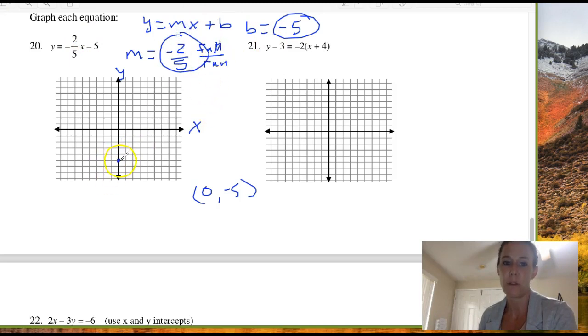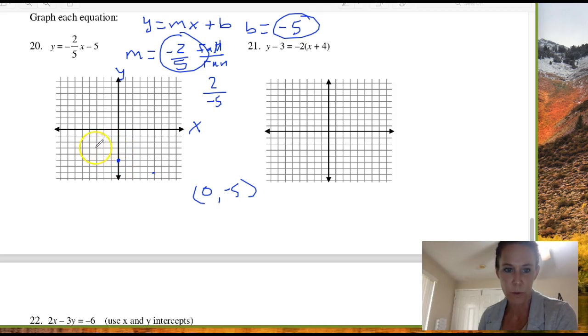And then my slope is -2/5. So I fall first. I fall 2, 1, 2, and I run to the right 5. 1, 2, 3, 4, 5. There I have it. Okay. You could change this. -2/5 is the same as 2 over -5. So if you want the negative to be on the bottom, you could rise 2. And if it's negative, you run to the left 5.